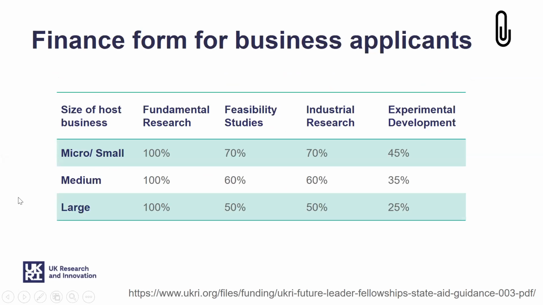And with that, I very quickly wanted to touch on state aid. So the amount of money that the business will need to contribute will vary depending on the size of the organisation, but also the type of work that you're carrying out. So if you're doing fundamental research, regardless of the size of the organisation, you can receive 100% of the money from UKRI. But if the work you're doing is much closer to commercialisation, then you'll receive less from UKRI, and that also decreases as the organisation gets larger.